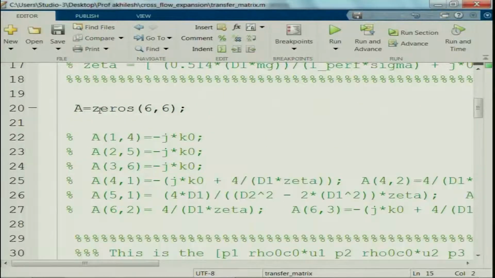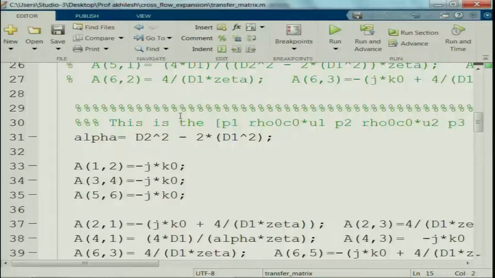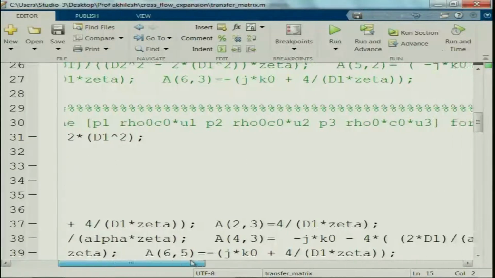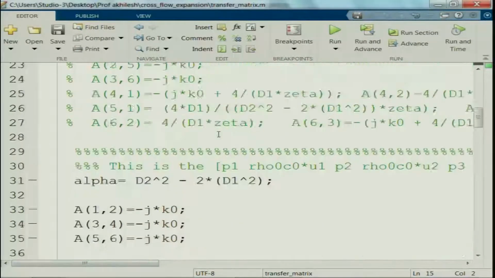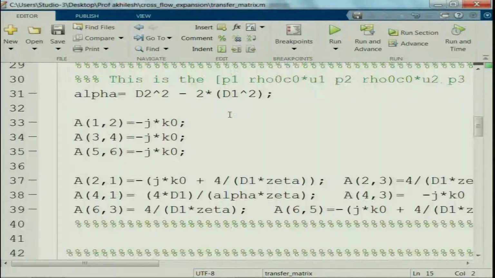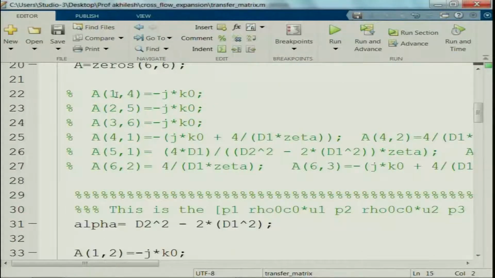Now, here is the deal: A is a 6 cross 6 matrix. So we slightly rearrange it in this form, P1, rho naught C naught U1, because this is shown to be a bit more stable than the other form. This experience is obtained only through a number of numerical experiments. A1 to A3, this is all what I have written in the slide which I presented now.